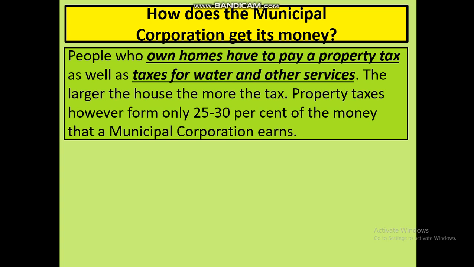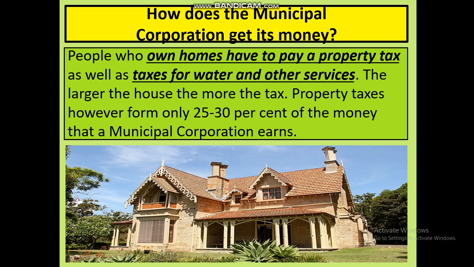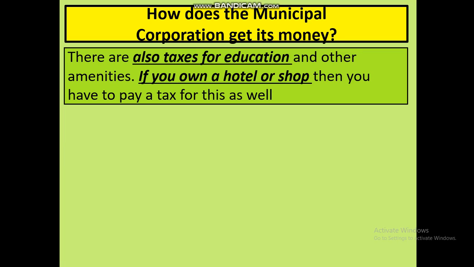It means if you have a bigger house, then you will have to pay more tax. If you have a small house, then you will have to pay small tax. Apart from these taxes, property taxes, however, form only 25 to 30% of the money that a municipal corporation earns. Means if the total budget is 100%, then the house tax which we pay to the municipal corporation gives them only 30% of their total income.